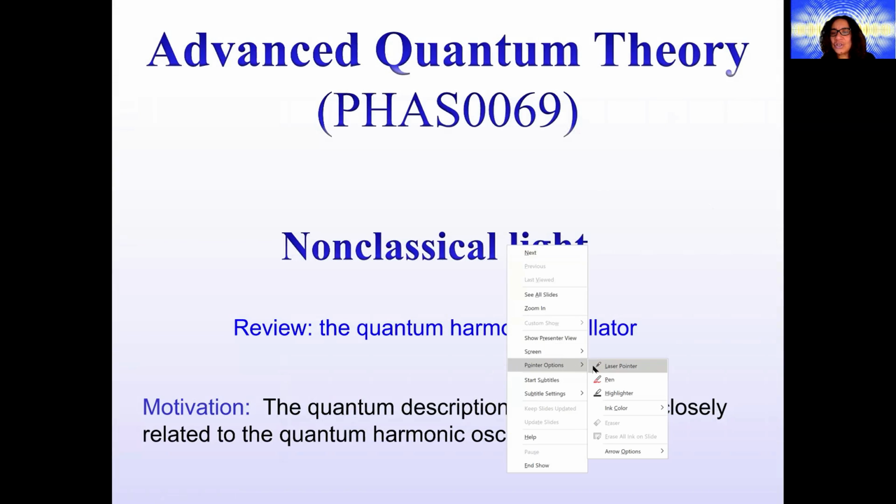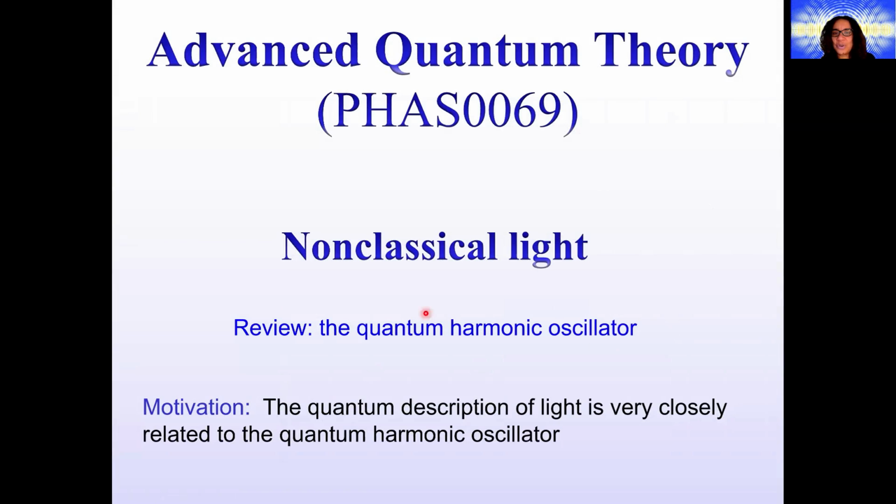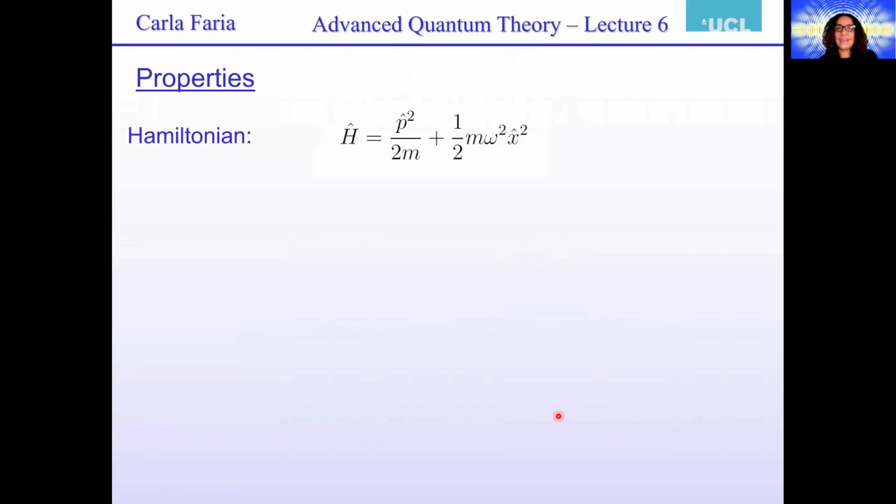So we are going to have a look at the quantum harmonic oscillator today. And our motivation is really how we are going to describe light in a quantum mechanical way, especially a light field. This is a widespread system studied in quantum physics, and I'm sure a lot of you are familiar with it, so I'm going to be brief.